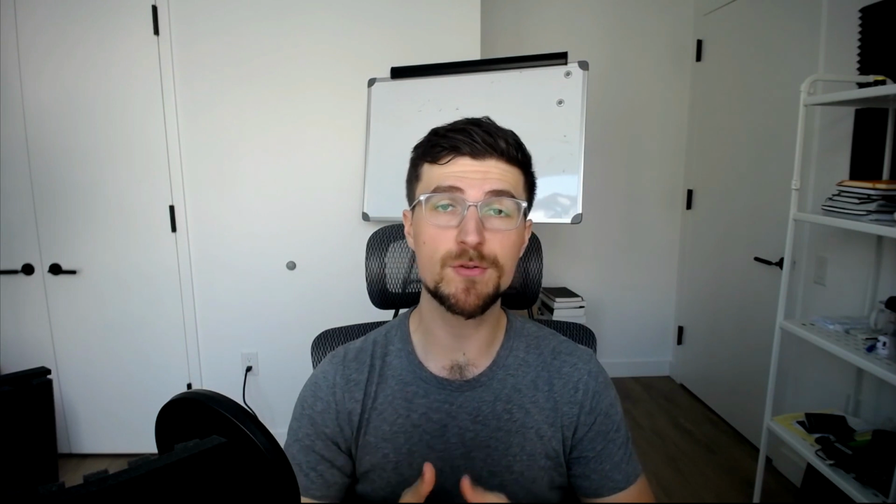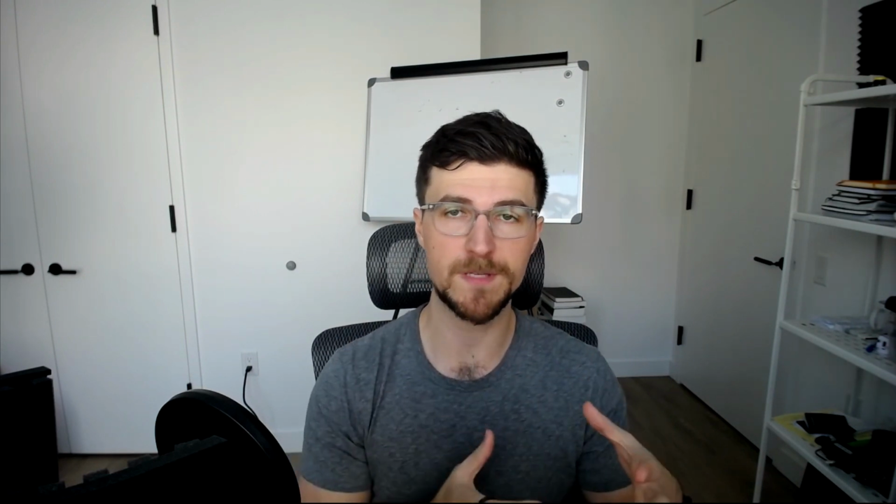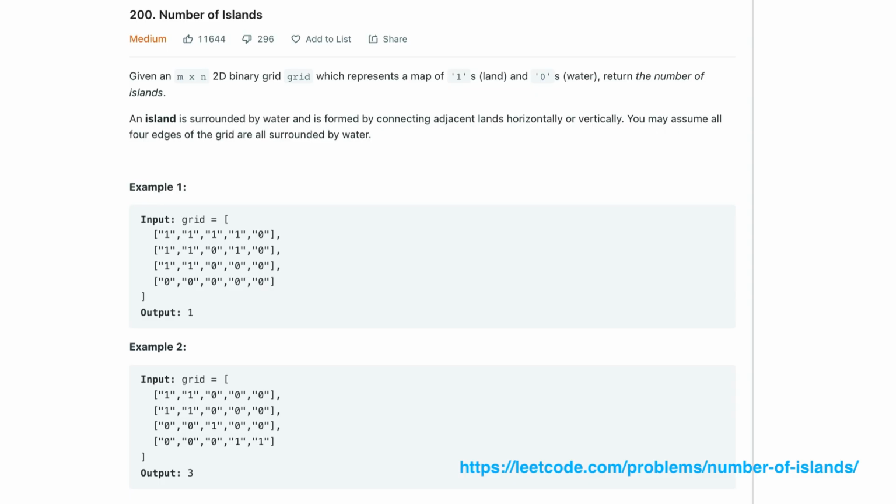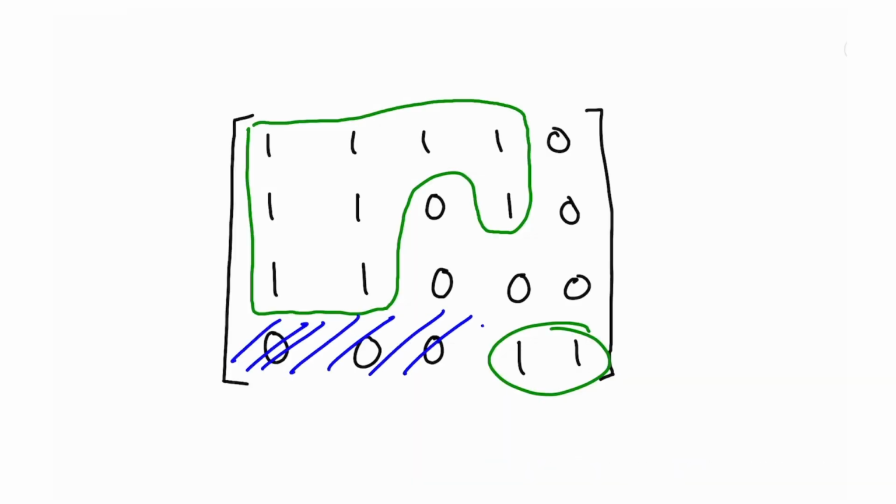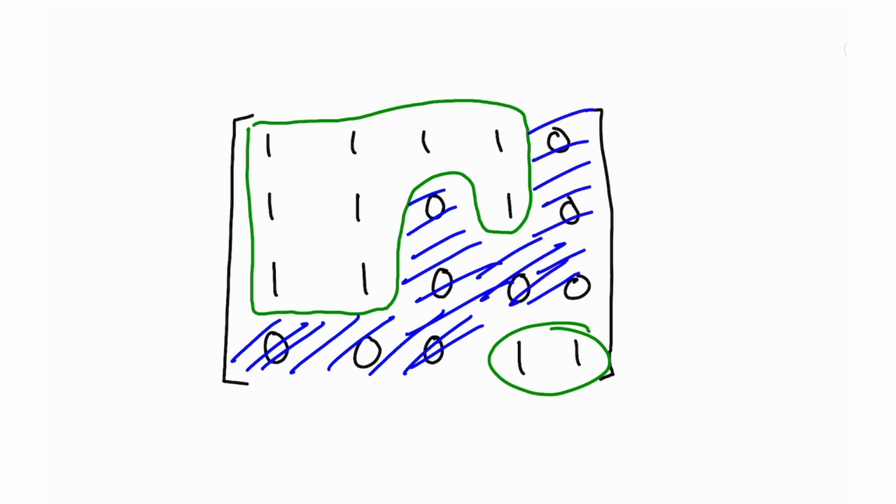Grouping problems are any sort of problem where we're looking at subgroups of our data. The classic example of this is the number of islands problem. In this problem, we have a grid that represents a map of land and water, and we want to determine the number of disconnected islands. In this example, you can see visually that there are two separate islands.